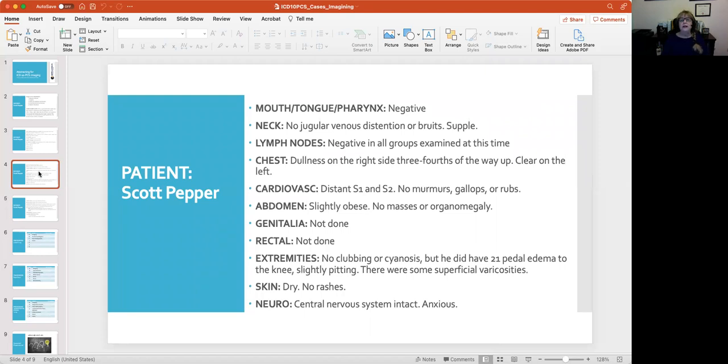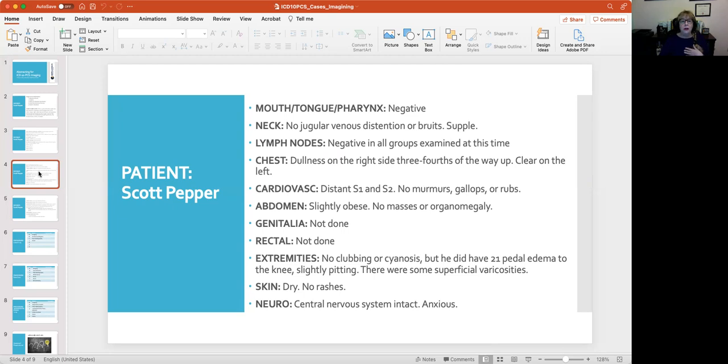Mouth, tongue, pharynx, negative. Neck, no jugular venous distension or bruits, supple. That's important. Okay. Lymph nodes, negative in all groups examined at this time. Remember, your lymph nodes are in pockets around the body.